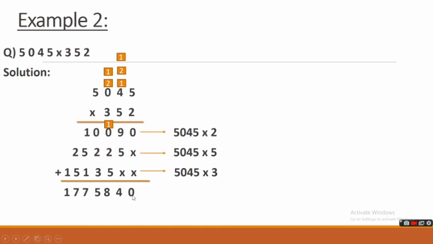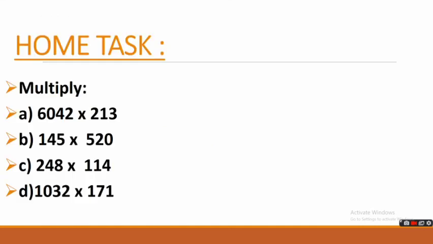0 will come down as it is. Then 9 plus 5 becomes 14, 4 down and 1 will be carried above. Then 2 plus 1 becomes 3, 3 plus 5 becomes 8. Then the next one is 3 plus 2 becomes 5. The next one is 5 plus 1 becomes 6, 6 plus 1 becomes 7. And the next one is 5 plus 2 becomes 7 and the last one is 1. So the final answer of the multiplication is 1,775,840.